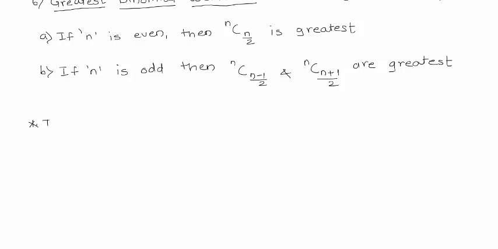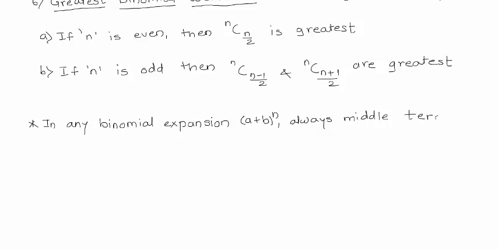The star statement says, in any binomial expansion, so if you expand any of the binomial brackets, in any binomial expansion (a + b)^n, we can observe that the middle term always has the greatest binomial coefficient. That is, when you calculate the middle term, you get the greatest binomial coefficient. Alright students, let us study the binomial theorem further.